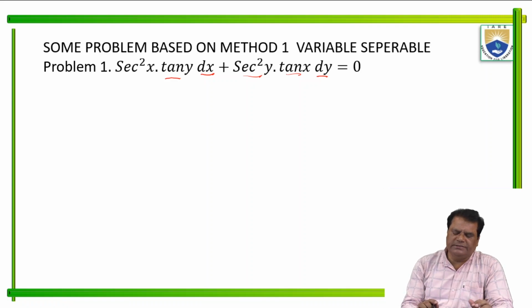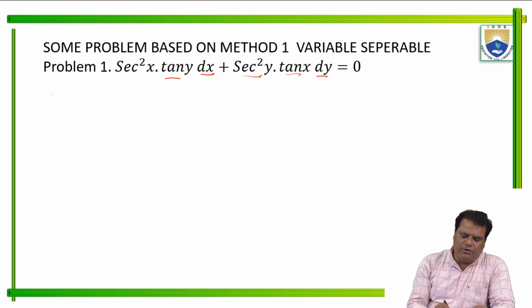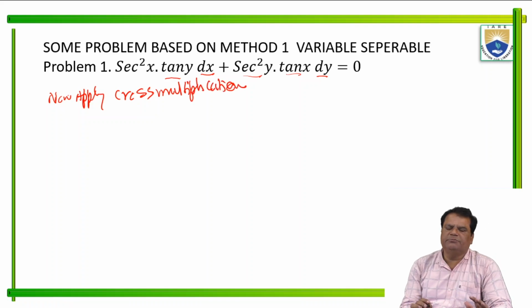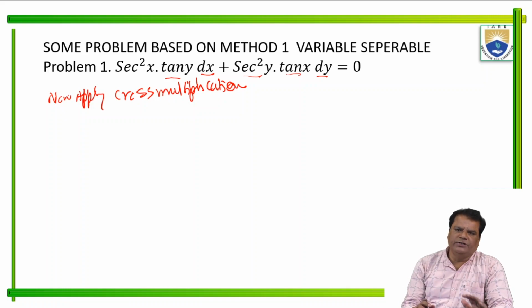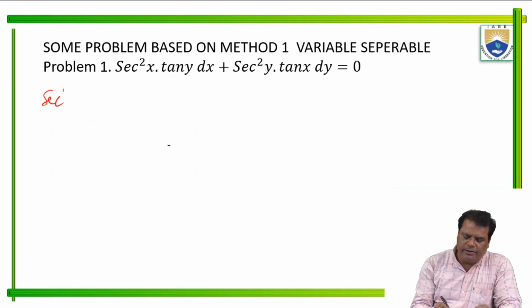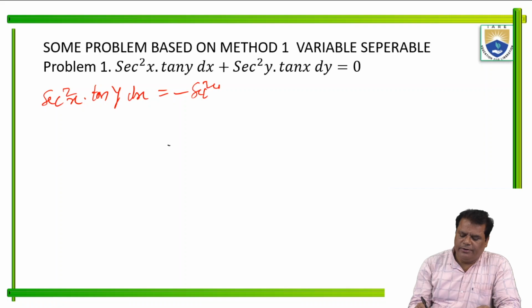But all the functions are in multiplication, so we can apply cross multiplication. With the help of this method, we can separate the functions. So first we write sec square x into tan y dx equal to minus sec square y into tan x dy.